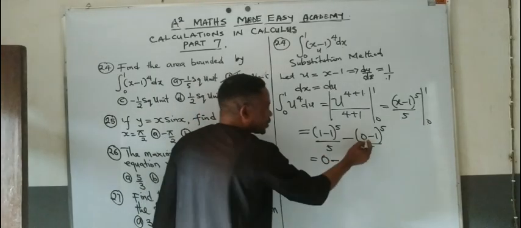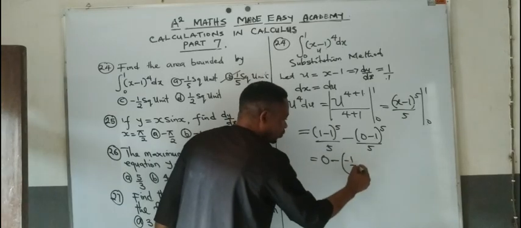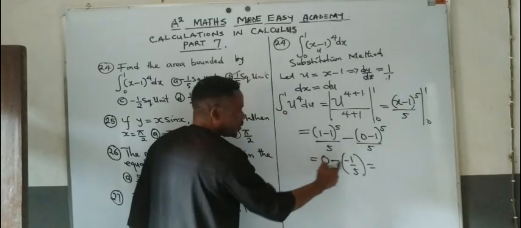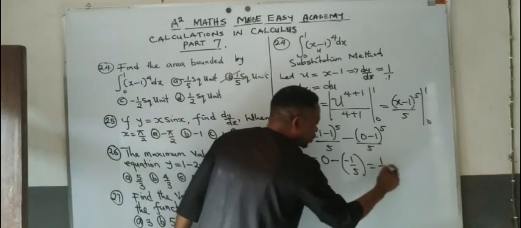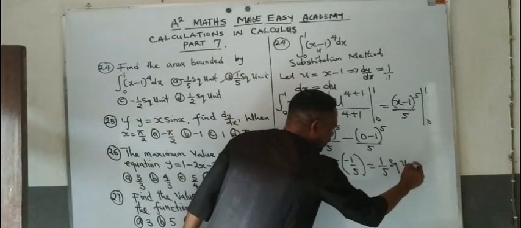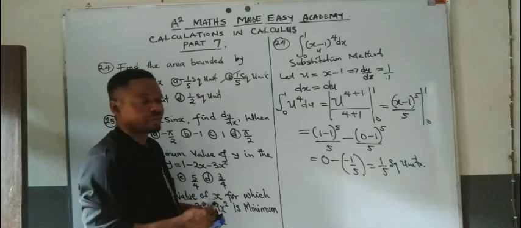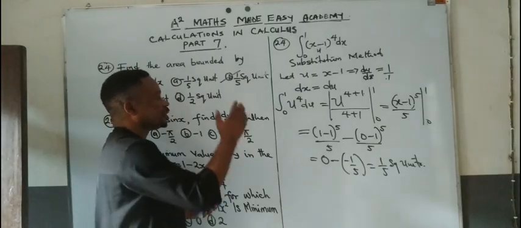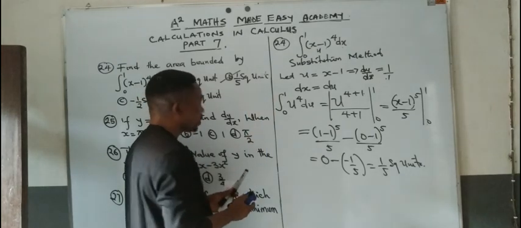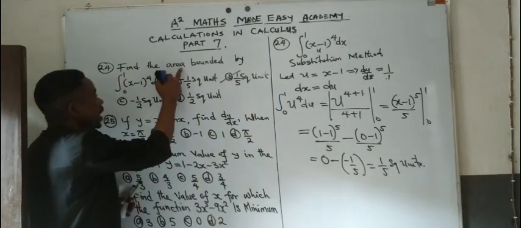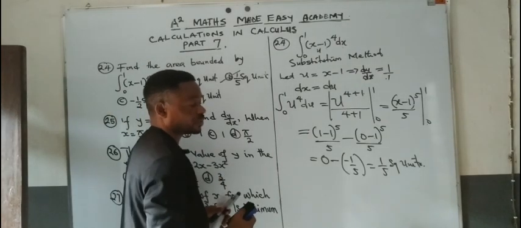Minus. Here is 0 minus 1, which is minus 1, raised to the power of 5 will give you minus 1 over 5. Then watch. Minus minus is plus. It becomes 0 plus 1 over 5, which will give us 1 over 5 square units. Now this is how to solve it. For those that are writing WAEC, do you understand? Can you see the shortcut equally gives us the same answer as that of the substitution method? That is all about the area bounded by the curve, which is 1 over 5. Do you understand?